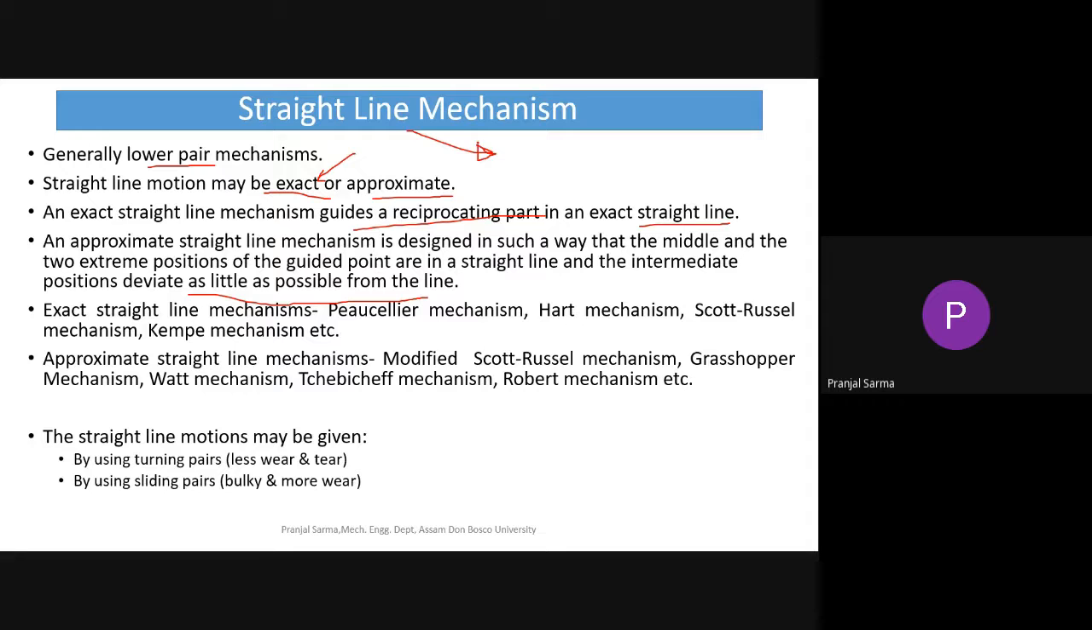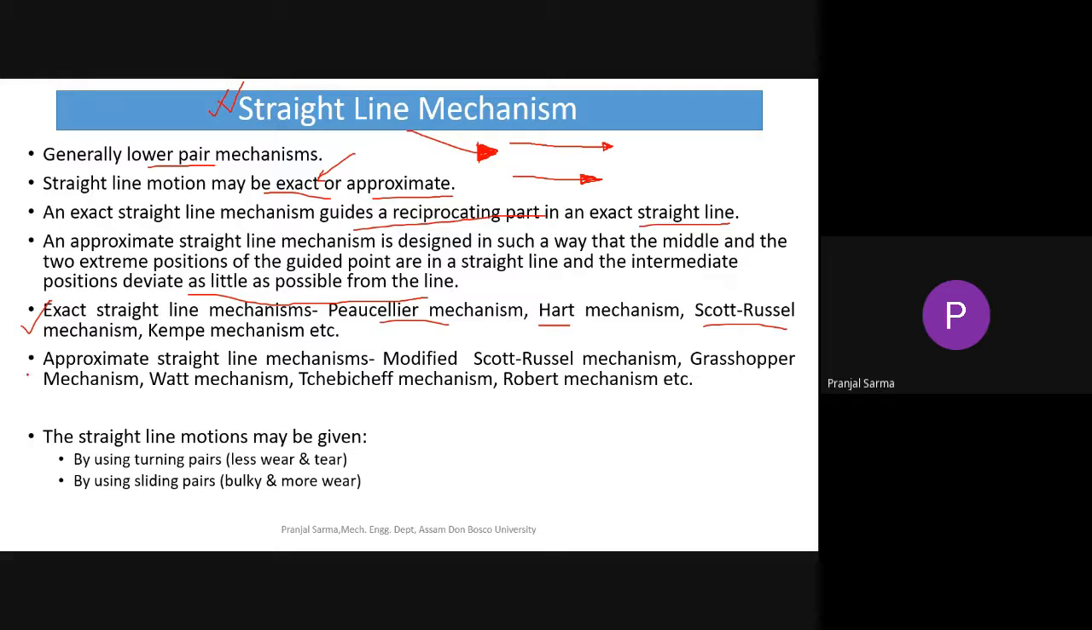Now, where are we going to use these straight line mechanisms? All of you already know we use mechanisms to accomplish certain tasks, such as transformation of motions. Apart from that, sometimes we have to give a motion to certain parts, and that motion should be in a straight line. To accomplish this, we use different mechanisms which fall under straight line motion mechanisms. Some examples of exact straight line motion mechanisms include the oscillator mechanism, Hart mechanism, Scott-Russell mechanism, etc.